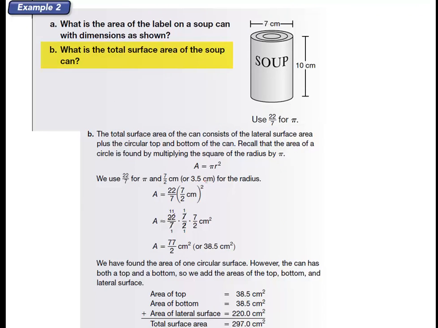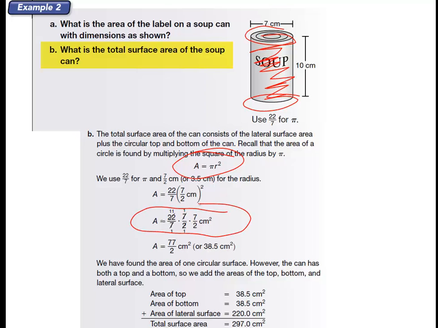Okay, so step two, B says, what is the total surface area of the entire can? Well, we already know what it is for the wrapper. So the only thing we're missing really is the top and the bottom. And you all know how to calculate the surface area of a circle, which is pi times radius squared. In this case, 7 is the diameter, half of 7 is 3.5. You can convert 3.5 to 7 over 2, which makes it a little bit easier so that you can do your multiplying. And when you multiply those out, you find that the surface area of the top is 38.5.